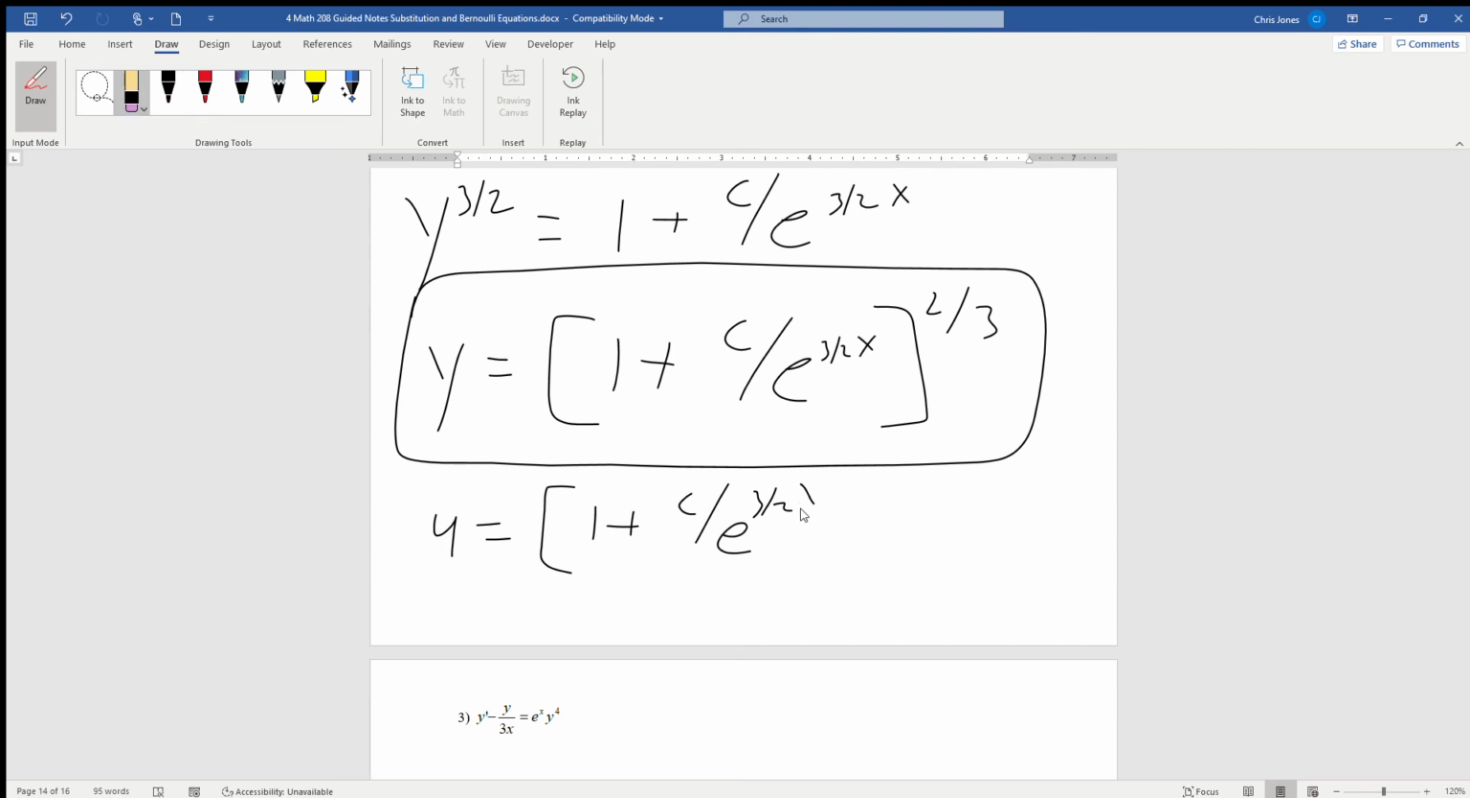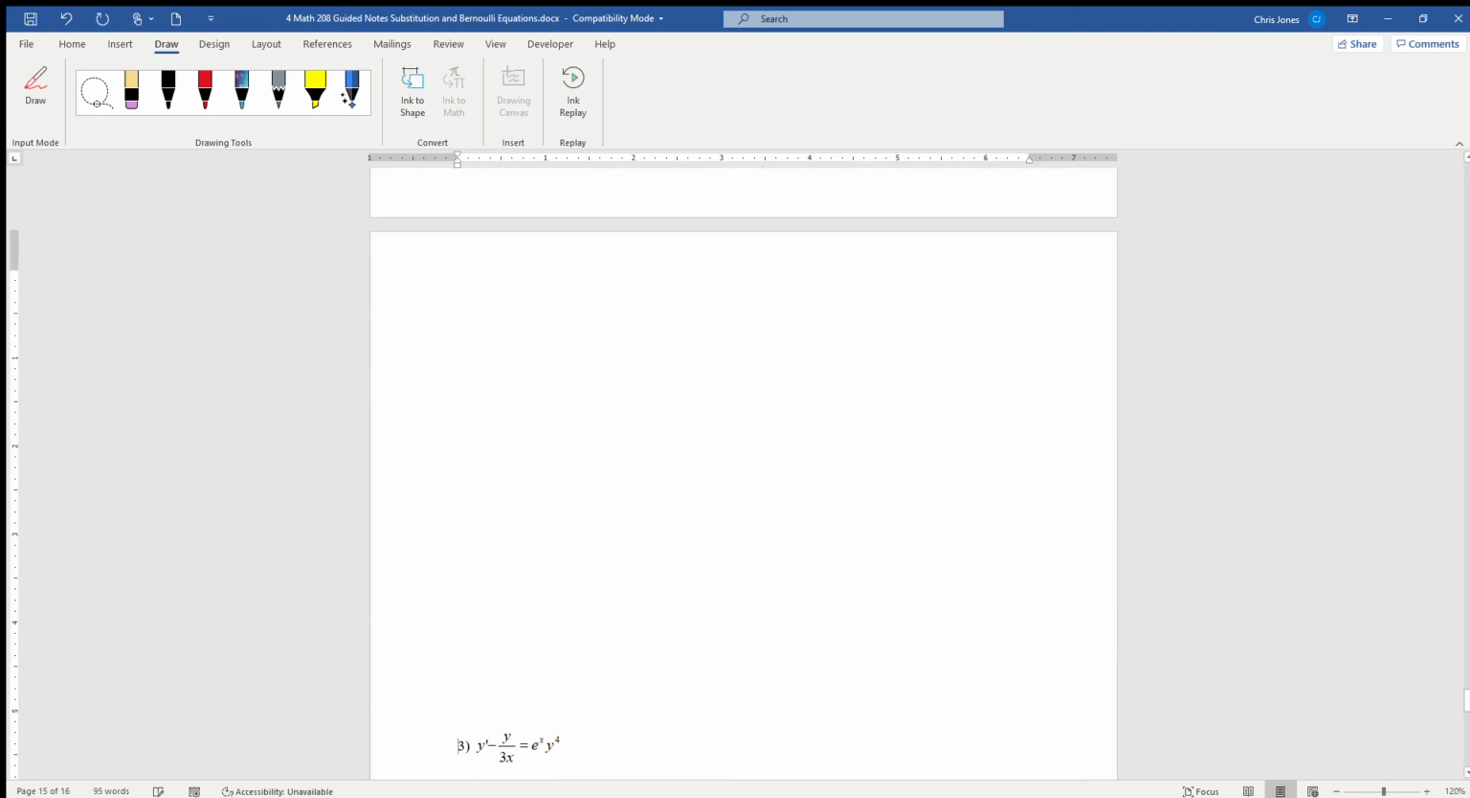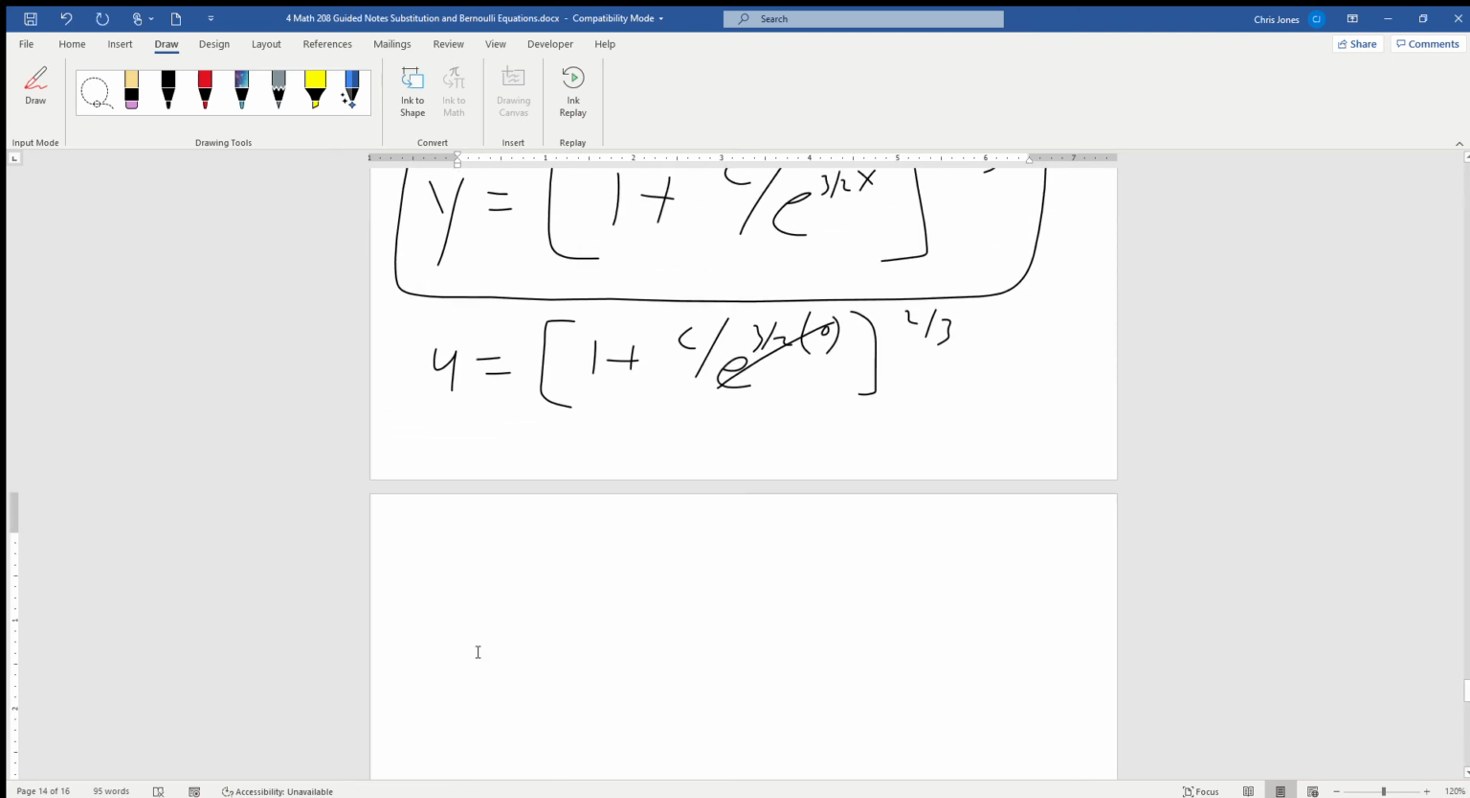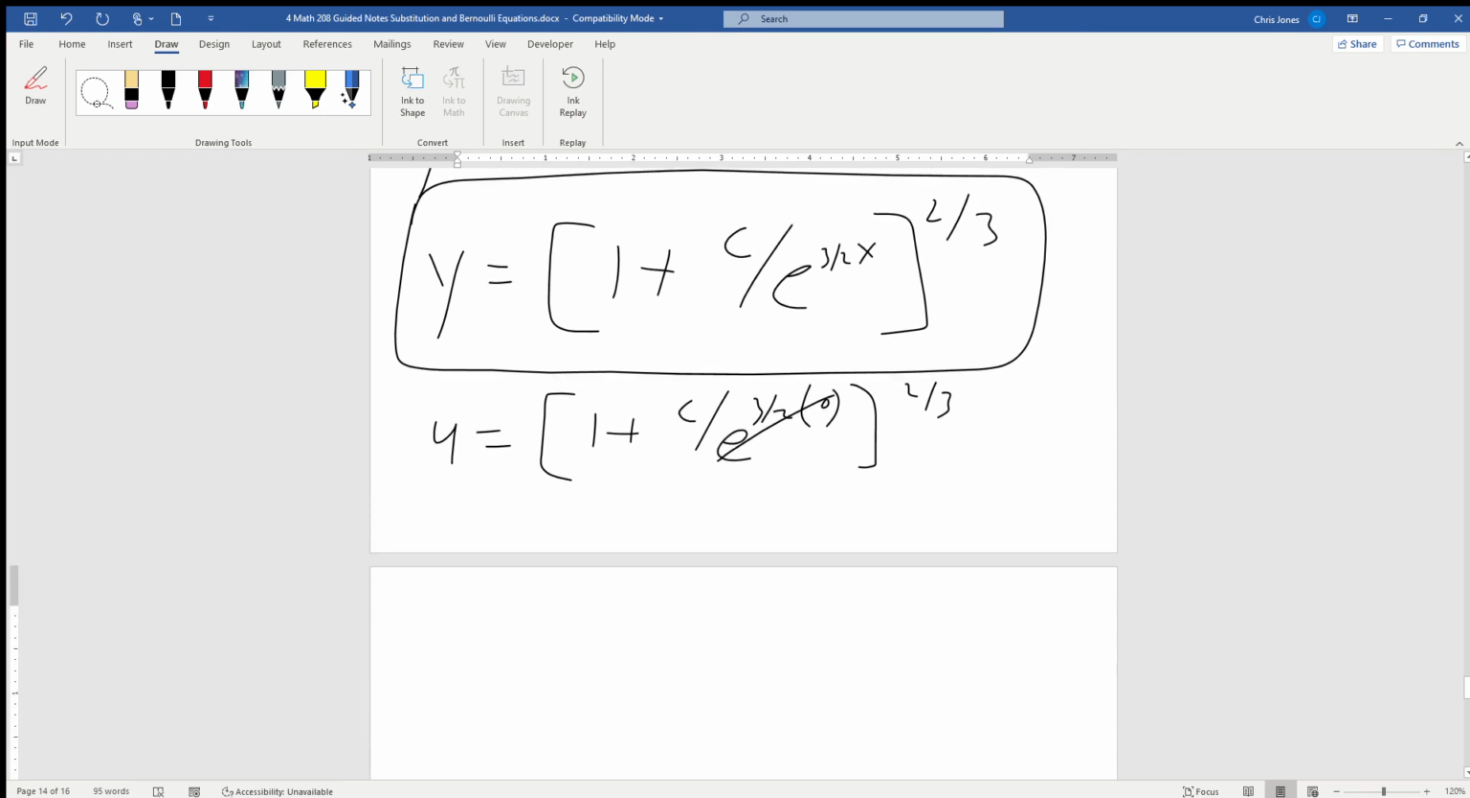Thankfully it was 0 and not anything else, because that would be ugly, to the 2/3 power. All right. This just becomes 1. We'll make a little more room here. And we're going to have to raise both sides to the 3 halves power, so 4 to the 3 halves power is going to be equal to 1 plus c. 4 to the 3 halves should be 8. 8 minus 1 is 7.